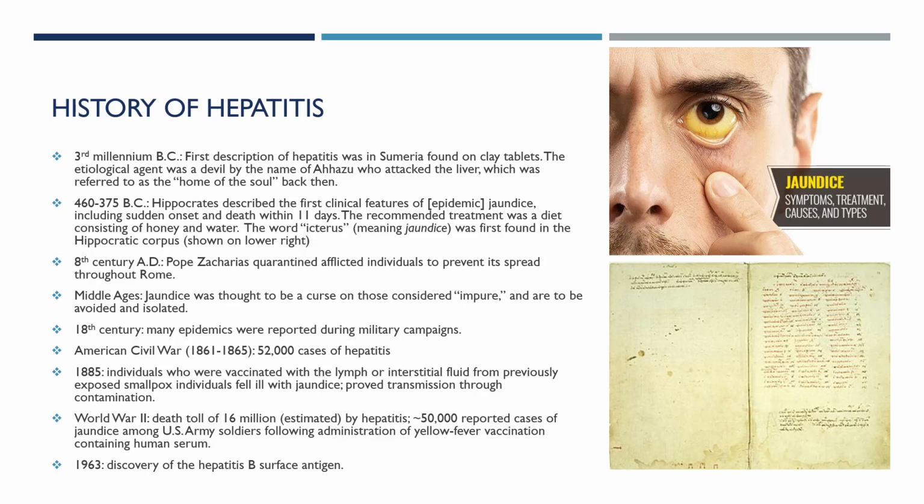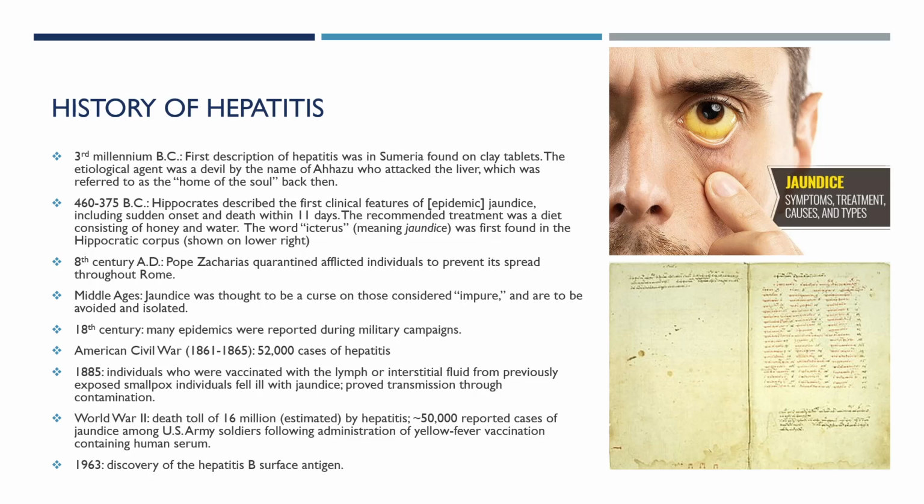Some history of hepatitis. In the 3rd millennium BC, the first description of hepatitis was found on clay tablets in Samaria. The etiological agent was a devil by the name of Ahazu, who attacked the liver, which was referred to as the home of the soul back then. In 460 through 375 BC, Hippocrates described the first clinical features of epidemic jaundice, including sudden onset and death within 11 days. The recommended treatment was a diet consisting of honey and water.